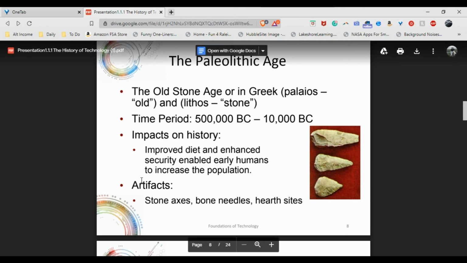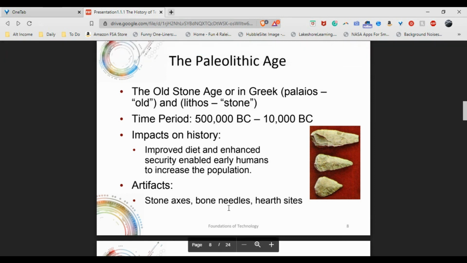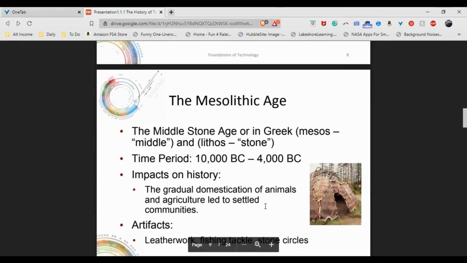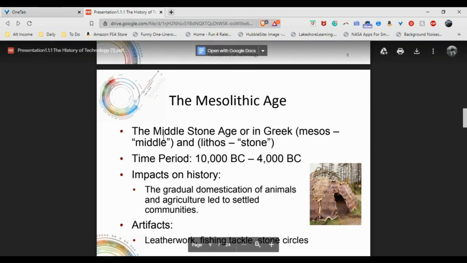Some of the artifacts: stone axes, bone needles, hearth sites, stuff that shows that we were coming together as groups. Then we have the Mesolithic, meso meaning middle, the Middle Stone Age.